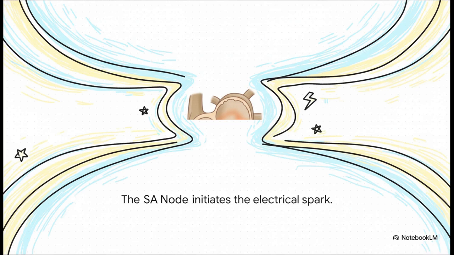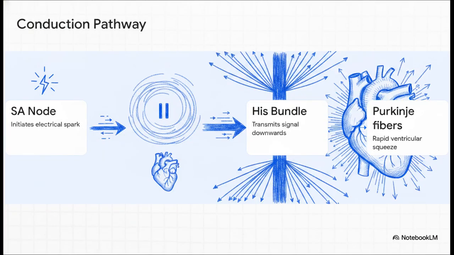From there, the depolarization wave sweeps through the right and left atria, almost like a ripple across a pond, telling those upper chambers to squeeze. Let's move along and see how their signal actually builds as it travels downward. From the SA node, the wave hits the AV node, and right here, something absolutely essential happens: a physiologic delay. The AV node deliberately slows the signal down for just a fraction of a second, which gives the ventricles time to actually fill with blood.